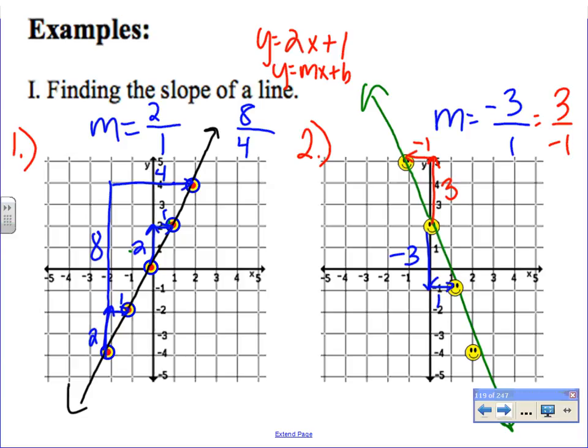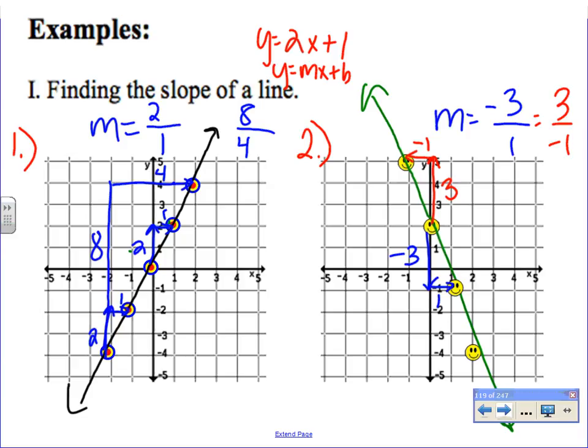How do you know which way to go? As long as you're going up or down first, it doesn't matter. So this one, if you decided to go up and over, you'll get the same answer as if you decided to go down to the right. And if you're confused about the negative, if you look at the line, if it's going down, your slope has to be negative. If it's going up, it has to be positive. And this one will show you that a little bit.